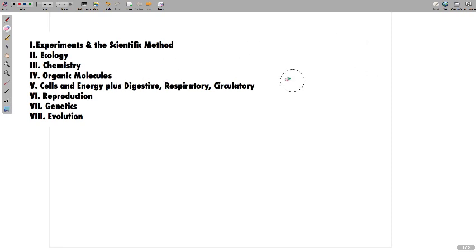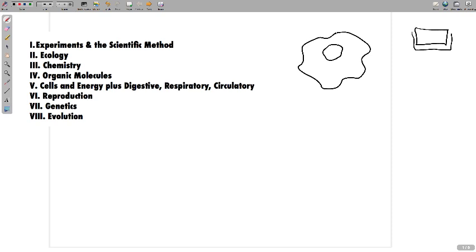Cells, definitely know what a eukaryotic cell looks like. This is an animal eukaryotic cell. A plant one obviously would have a cell wall like this, and also have a nucleus. But remember, eukaryotic cells have a nucleus. Prokaryotic cells, or like bacteria, don't have a nucleus like that.